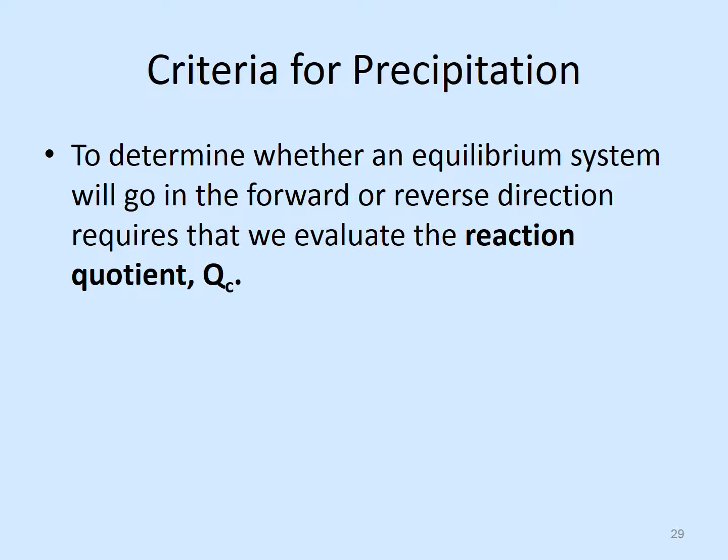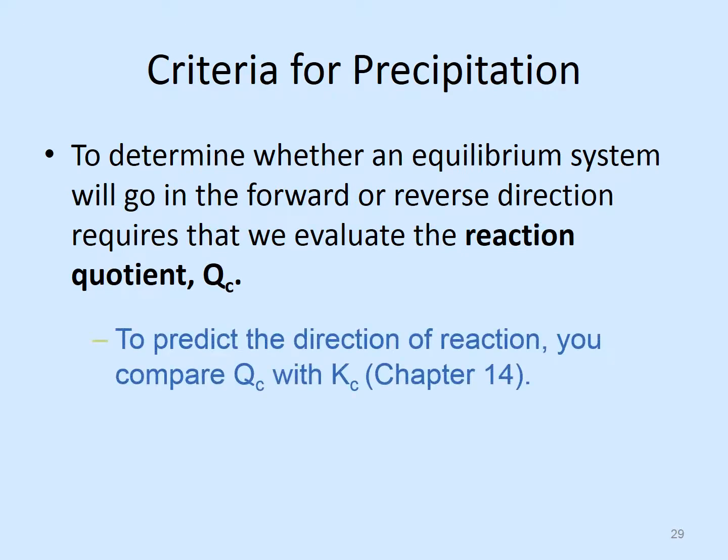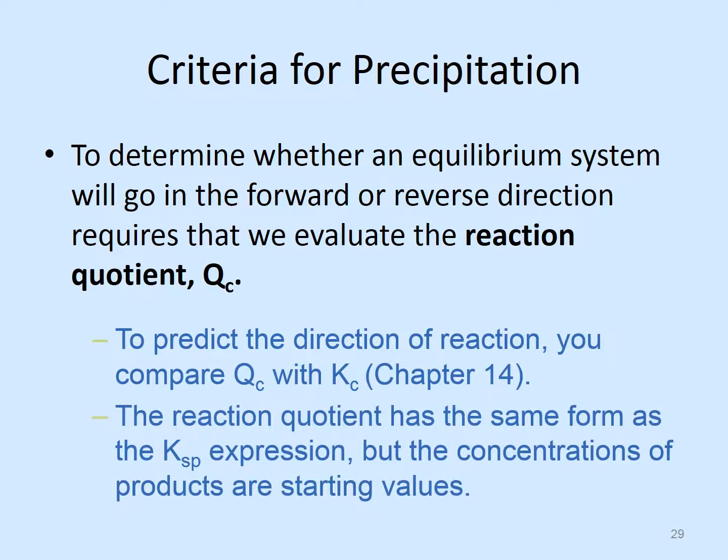So the easiest way to do it, as we did back in chapter 14, is to look at our reaction quotient Q. You can remember that we can predict in which direction the reaction will go if you compare Q with K. So Q is just the same thing as K, where you plug the numbers in that you have and you want to see, are we at equilibrium or not? So the Q equation is going to be the same as the KSP expression, except the concentrations are starting or initial values rather than equilibrium values.